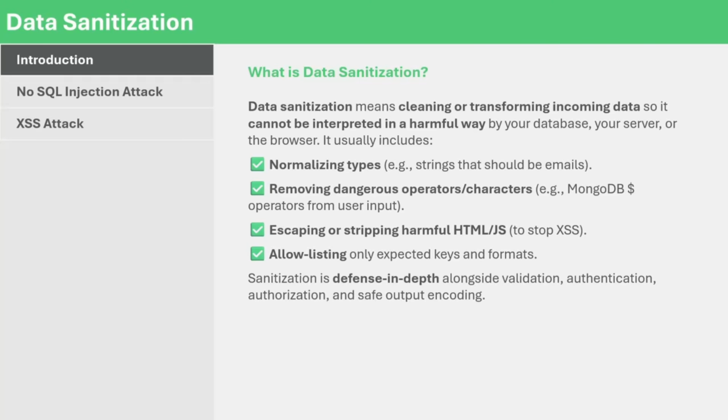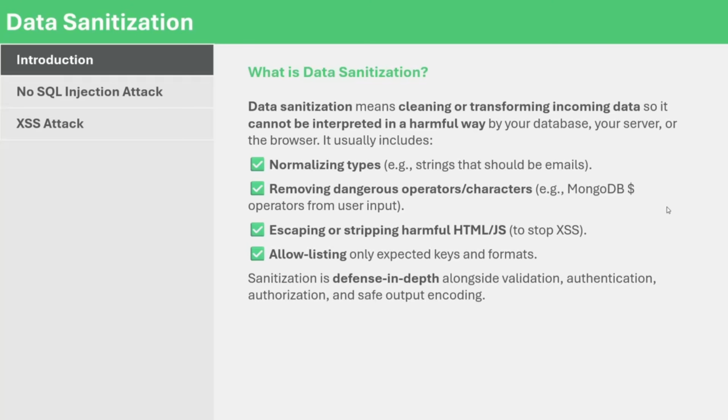And data sanitization usually includes normalizing types, for example, converting the email type to string, then removing dangerous operators or characters. For example, in MongoDB, when we use an operator, we use the dollar symbol. So when we use the dollar symbol in the request data, the text used with that dollar symbol can be a MongoDB operator, which is used to harm our database. So by removing the dollar symbol from the data, we can avoid any NoSQL injection.